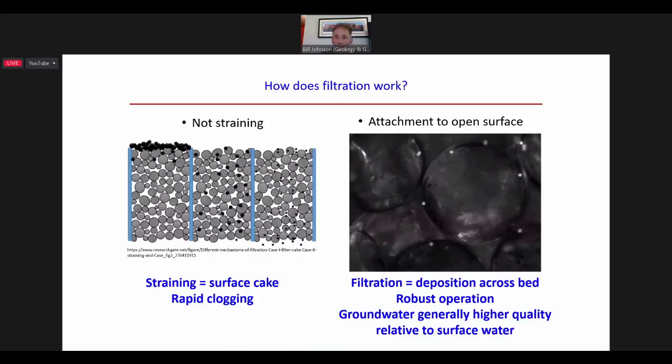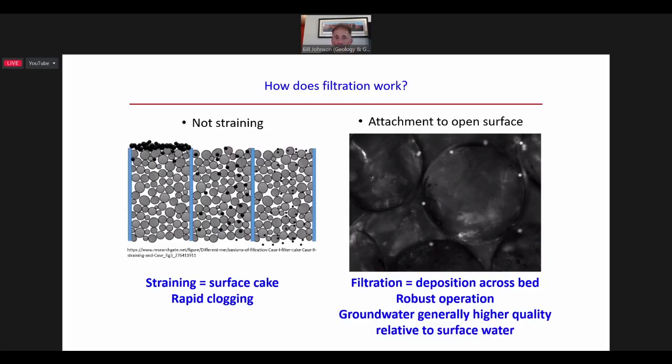Now, one thing I want to say about particle transport or colloid transport is that in the interaction with surfaces, specifically grain surfaces in a granular aquifer, the process is not straining, because straining is the entrapment in pore throats too small to pass. And straining, when it occurs, leaves a cake on the media or in the media where the pore throats become too small, and that will clog the granular media.